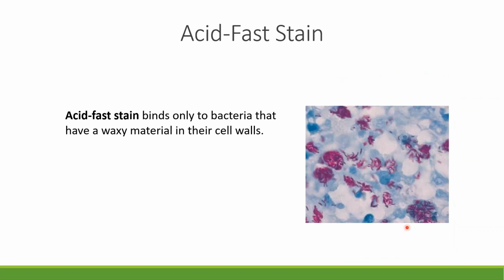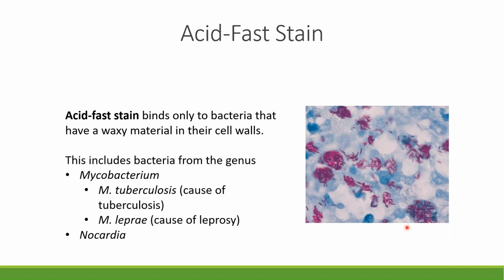The next stain we're going to discuss briefly is the acid-fast stains. Acid-fast stains work on two types of bacterium that have waxy material in their cells. This includes bacteria from the genus Mycobacterium, such as M. tuberculosis, which causes tuberculosis, and M. leprae, which causes leprosy, and also Nocardia, some of which are non-pathogenic and others are weakly pathogenic to those who are immunocompromised. So, this stain is very important for screening for these organisms in the medical field.